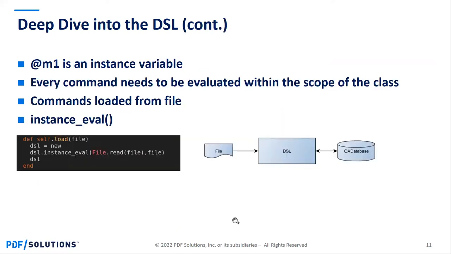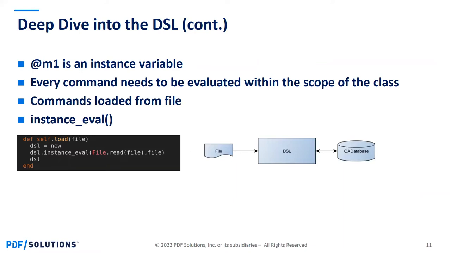So as I said, unfortunately, M1 is an instance variable. So it's a little bit hard to interact with its DSL, because everything you do with the DSL needs to be evaluated within the scope of the class, because otherwise these objects, like the instance variable M1, are not defined. So essentially you have to pretend your DSL lives inside that particular class. You cannot do anything outside.